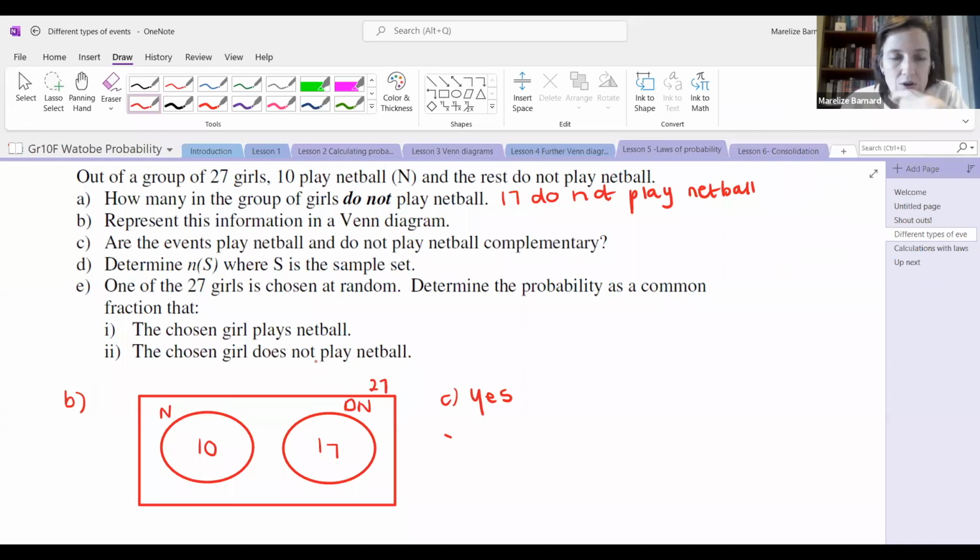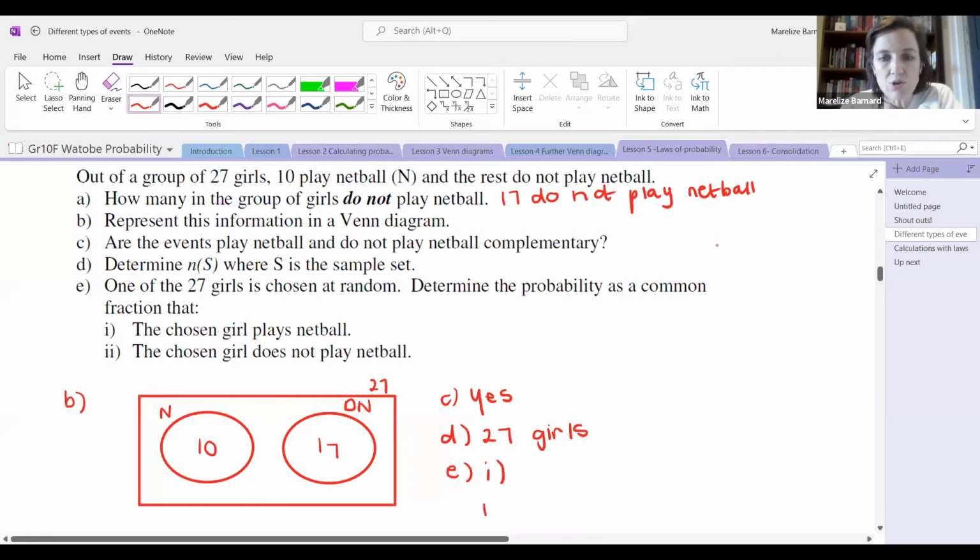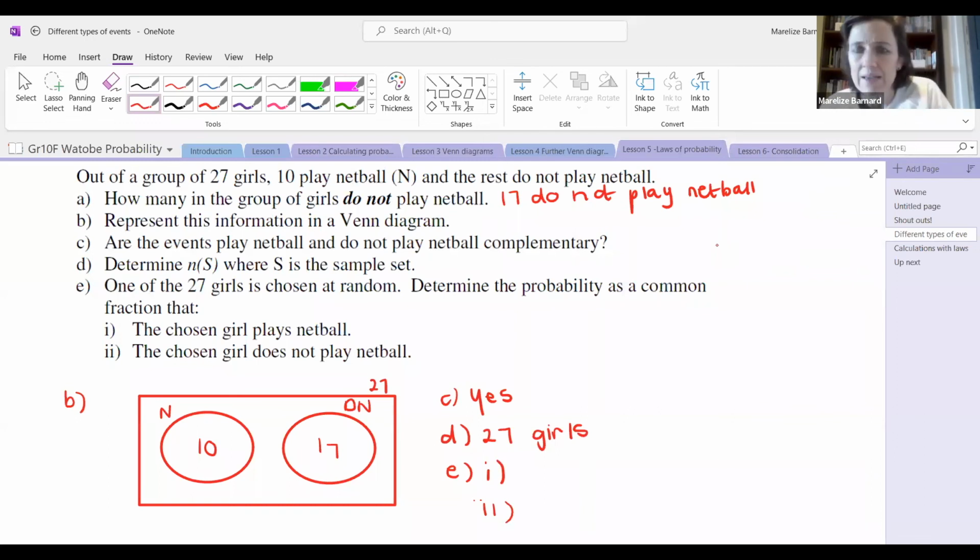And then question D asks, determine n(S) where S is the sample set. So our sample set is the 27 girls in the group that we are looking at. It can only be 27. And then let's do the probabilities in the last question. One of the 27 girls is chosen at random. Determine the probability as a common fraction that the chosen girl plays netball and that the chosen girl does not play netball. While everyone works on that, let's hear from Lucanio.